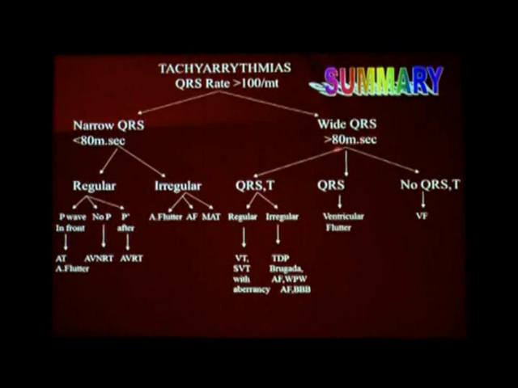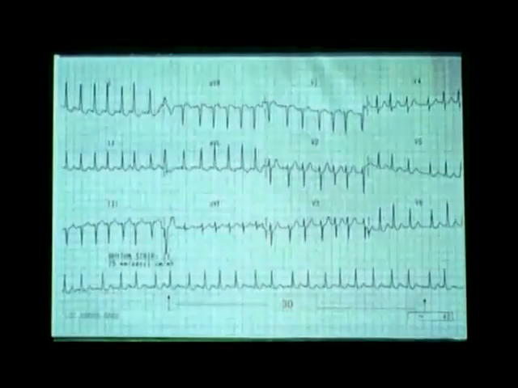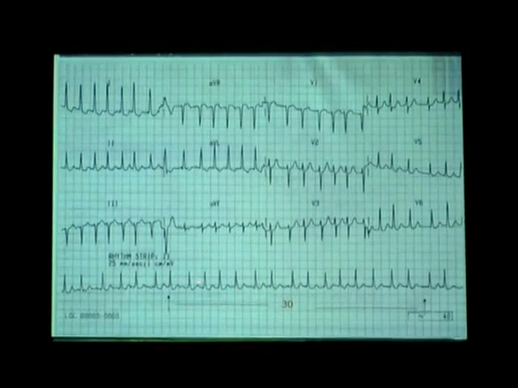Whenever there is a wide QRS complex tachycardia, it is regular. When you make out the separate QRS and T wave, and it's a regular QRS complex tachycardia, it could be a ventricular tachycardia or supraventricular tachycardia with aberrancy.